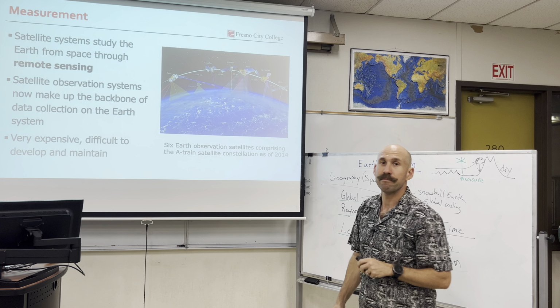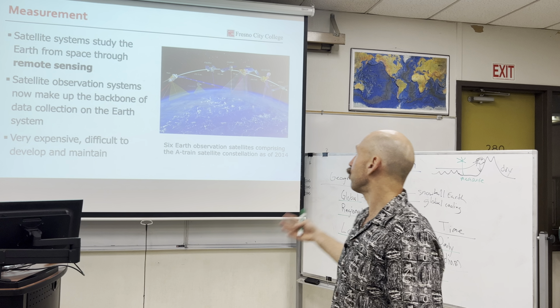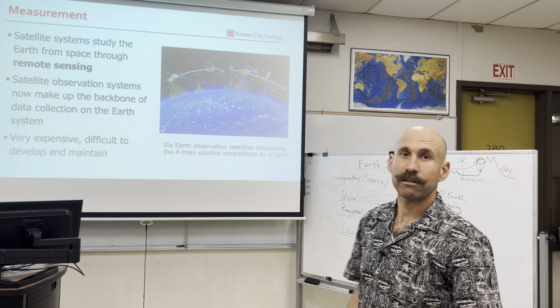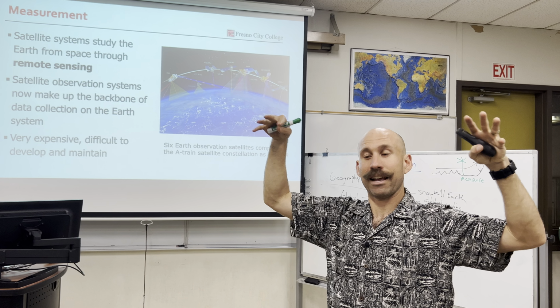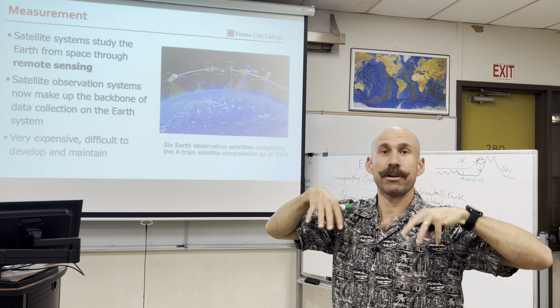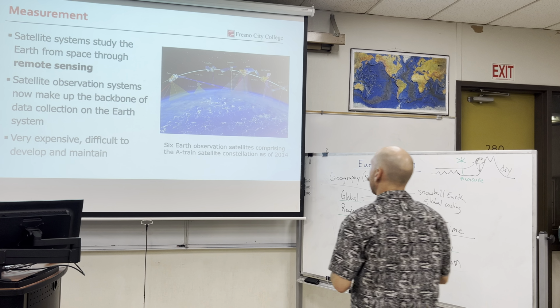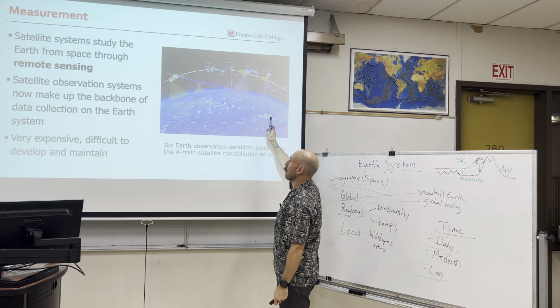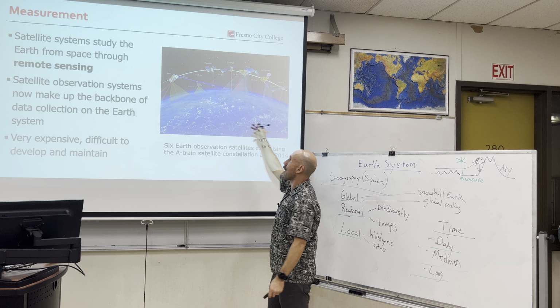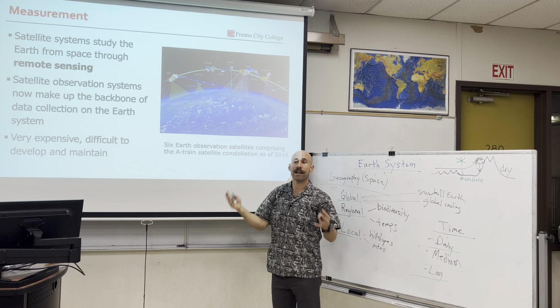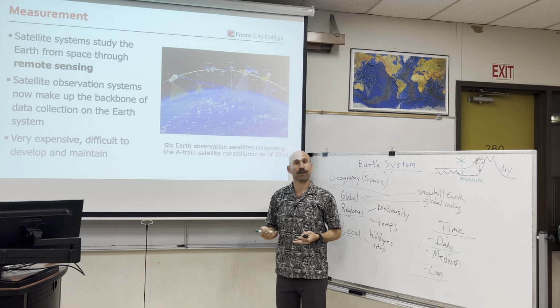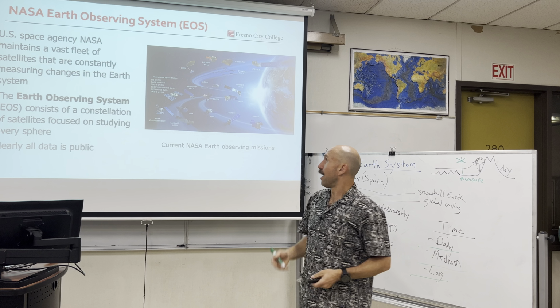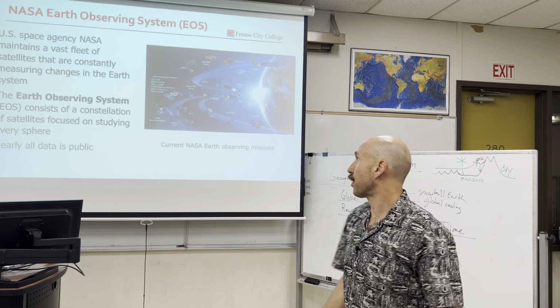Less accurate, but more comprehensive, is to use remote sensing. Satellites in the sky collect a ton of data for what's happening on the Earth. And using these remote sensing techniques, they're very expensive, difficult to develop and maintain, but give us a wide range or great coverage of the Earth. And NASA has been doing a few things.